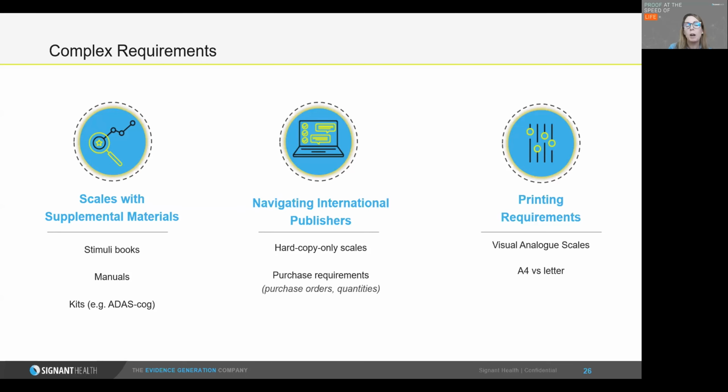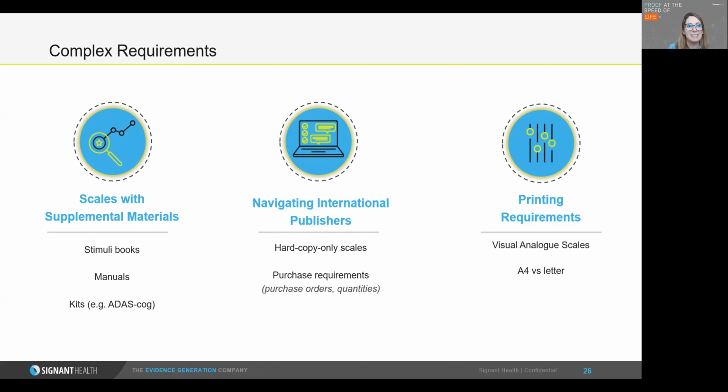But the purchase requirements, just purchase orders, how many you need, those types of things, and also printing requirements here, visual analog scales. If being printed, they have to be a certain length. If they're not the certain length, then they're not valid. Also something that seems to be simple, but sometimes we've run into issues as well: A4 versus letter. Of course, the US likes to be the US. So letter, that's what we like to use with all of our printing, but everyone else in the world uses A4. Could be a big difference, so keep that in mind.